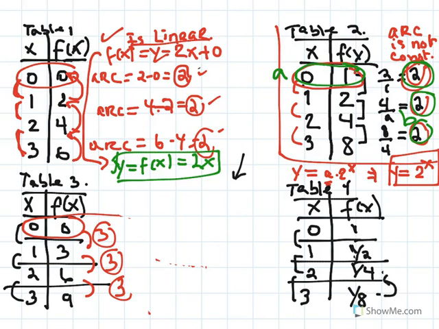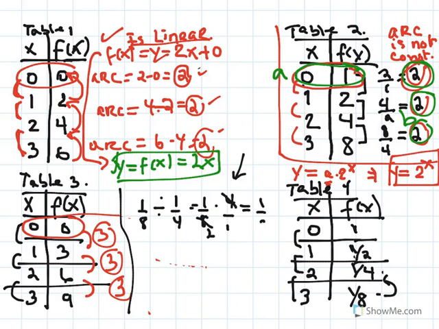So I'm going to have 1/8 divided by 1/4. If you remember your division of fractions, you have to flip, and you cancel, and you get 1/2. So here, the result is 1/2.